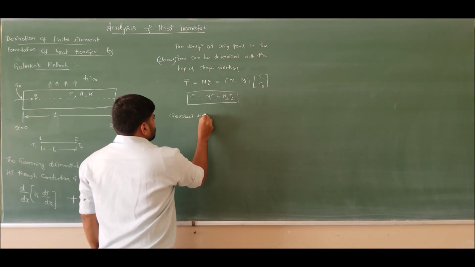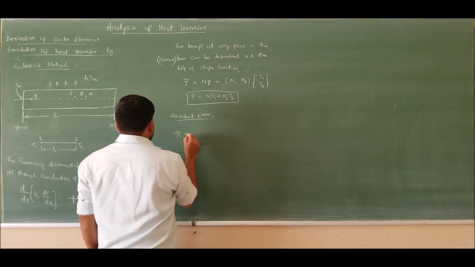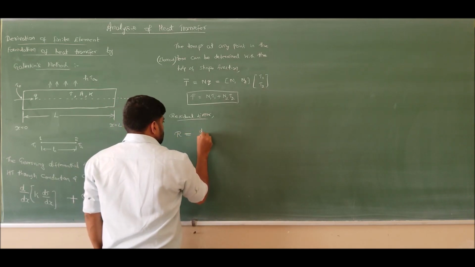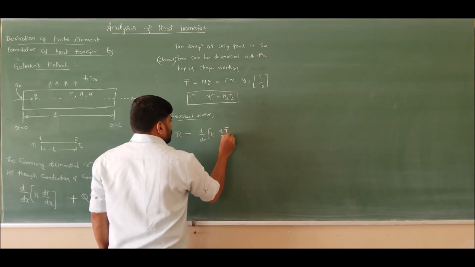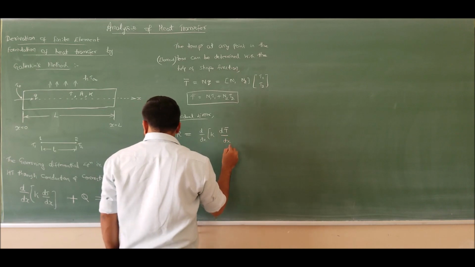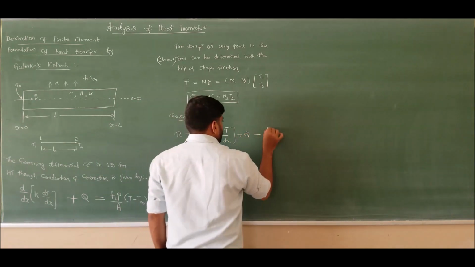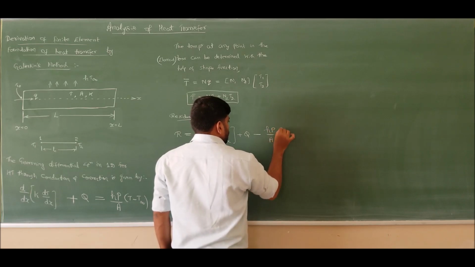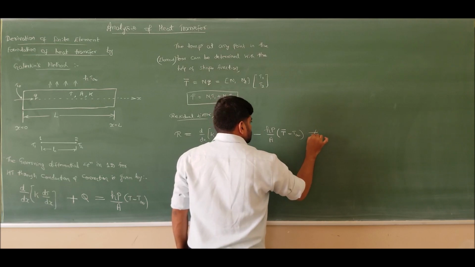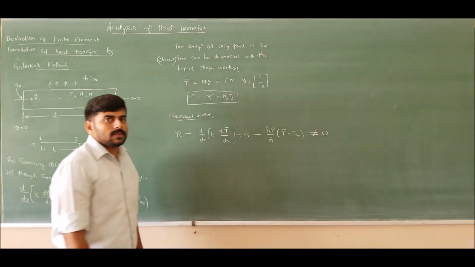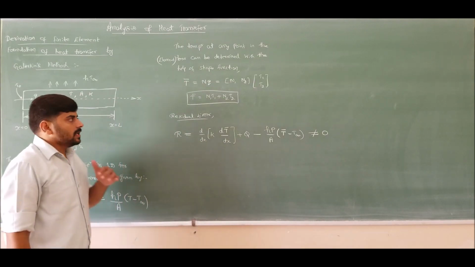The residual error will be R is equal to d by dx of k dT prime by dx plus q minus hP by A into (T prime minus T infinity). This is not at all equal to 0. This gives us some value which is nothing but the residual error.